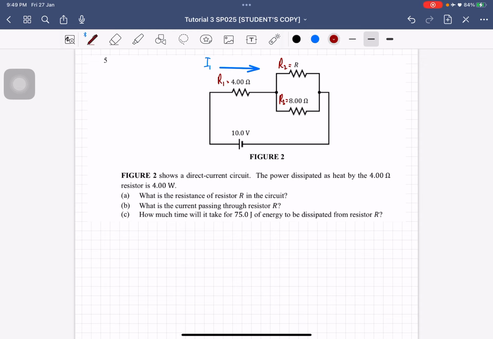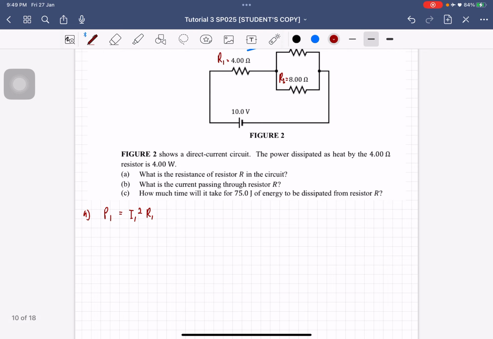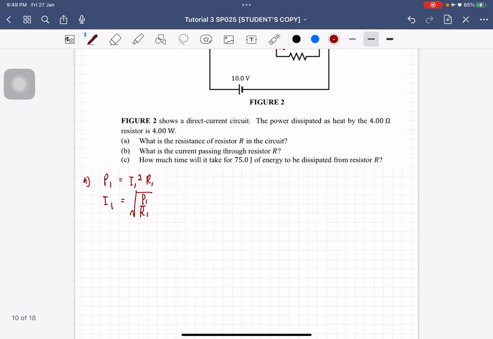So how do I do that? I'm going to use the power that has been given by the question. The power across resistor 1, the equation should be like this, I squared R1. Since we have the power, we only have to find the current. So this will be the square root of P1 over R1. So I1 equals the square root of 4 over 4, which is equal to 1 ampere.